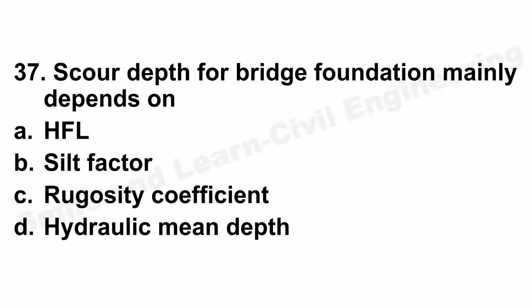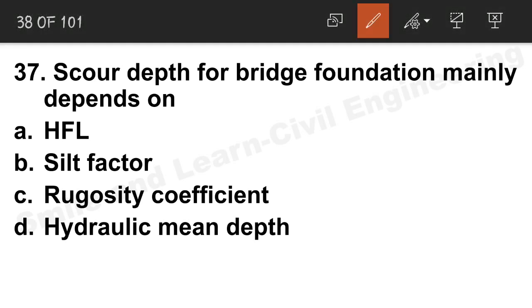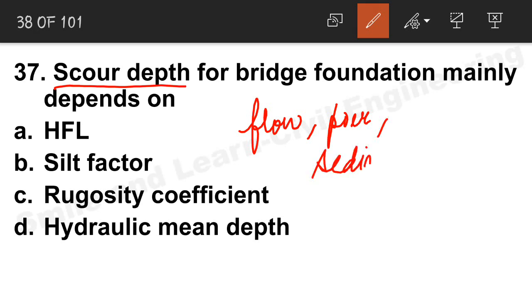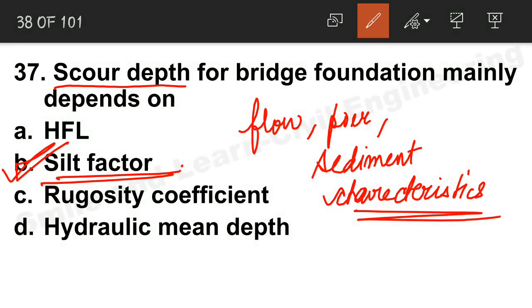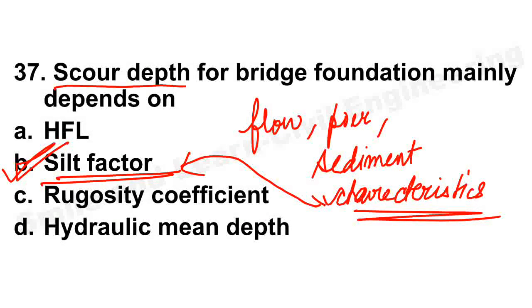Next question, scour depth for bridge foundation mainly depends on. See, importance has been given to scour depth. So it depends on three conditions. One is flow, another is the characteristics of pier, and another is sediment characteristics. So over here, the only thing related to sediment characteristics among these is the silt factor, because silt factor depends on the sediment characteristics. So option B will be the correct answer.